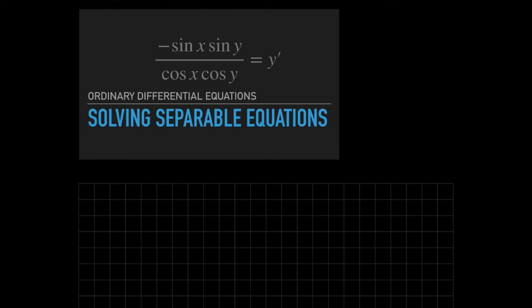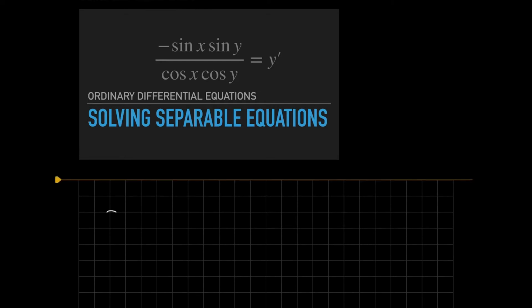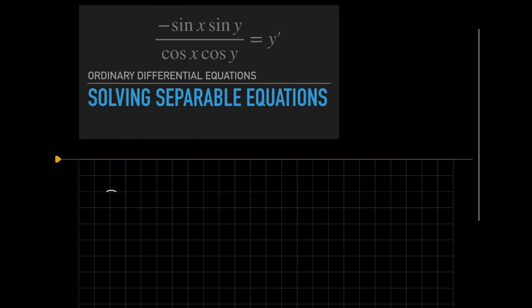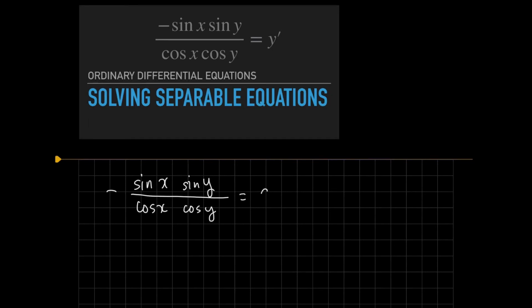And in this case, it is beneficial to write the equation in differential form. So I'm just going to rewrite that before we write them in differential form. And so it's minus sine x sine y and cosine x cosine y. I'm just going to write y prime as dy dx.